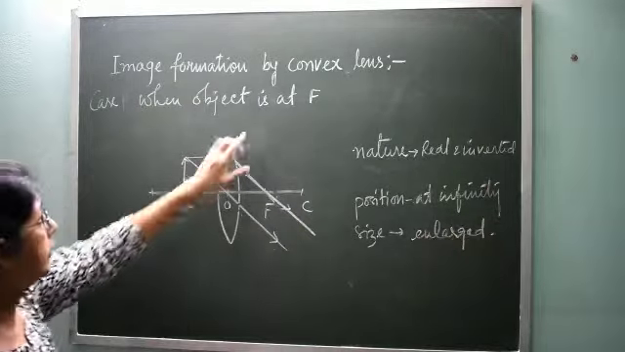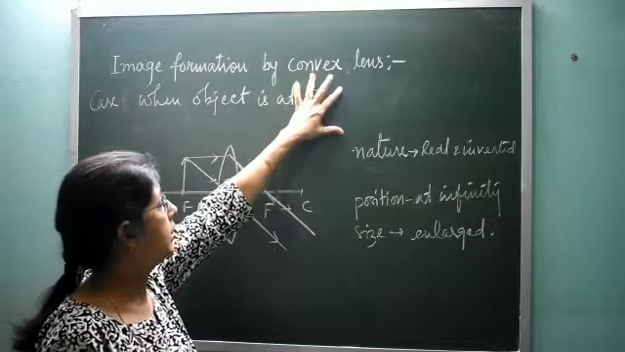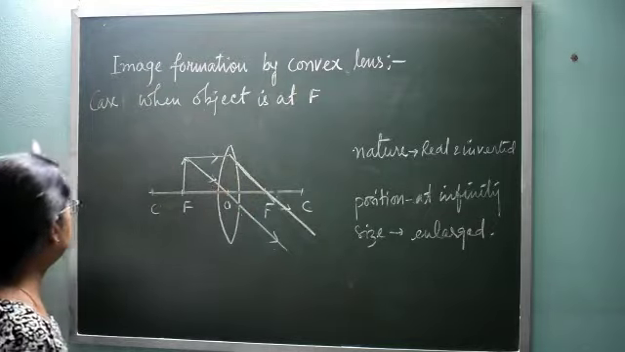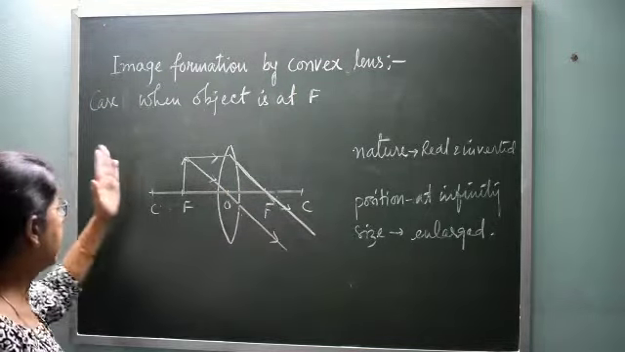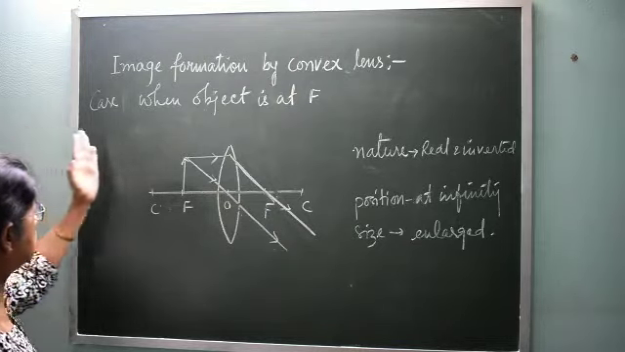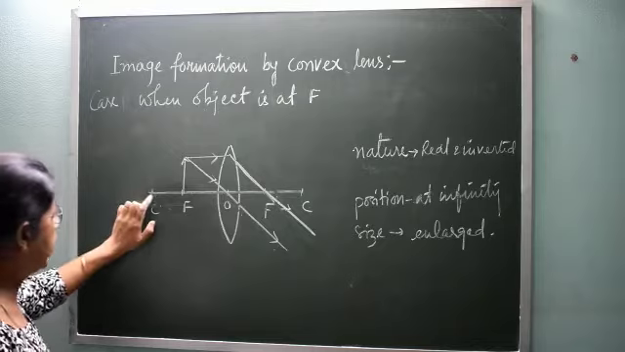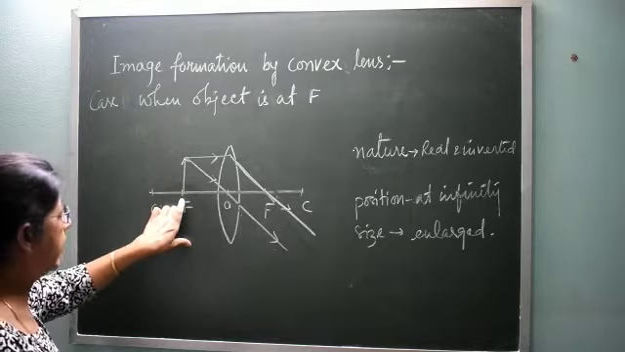So that means a convex lens can form two types of image. One is real, one is virtual. So whatever drawing we have drawn, these are all for real images. I repeat one more time: when the object is beyond, at infinity, next one is beyond C, next is at C, next one is in between C and F, next one is at F.